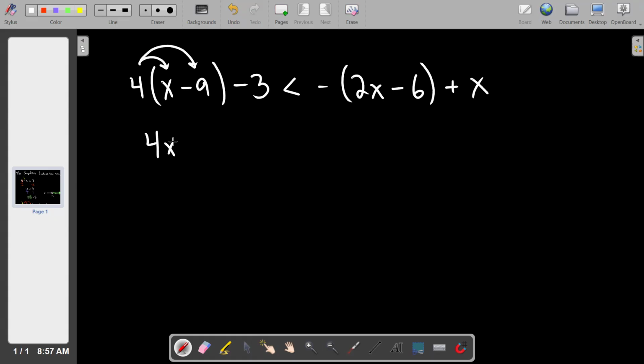4x and it's going to stay as a minus. Let's get that down first. 4 times 9 is 36. And then we copy down the -3. We copy down our less than sign.